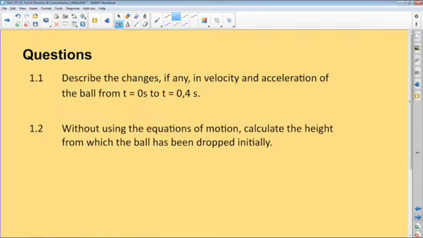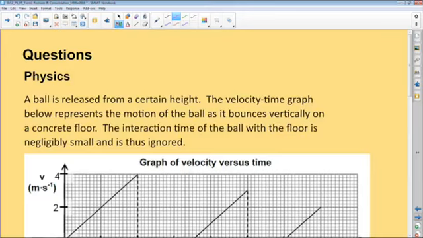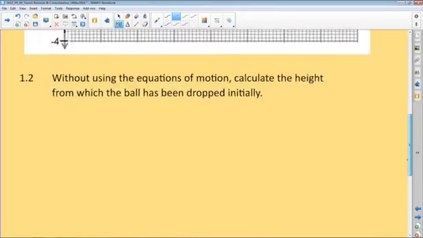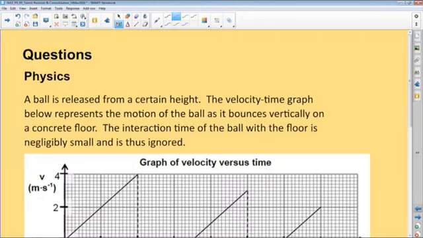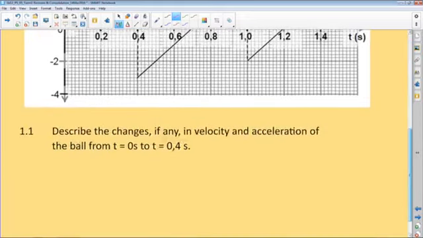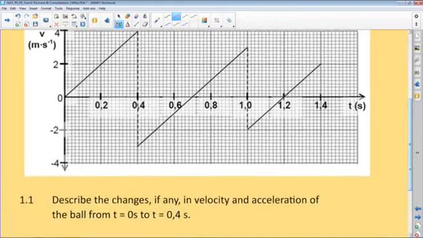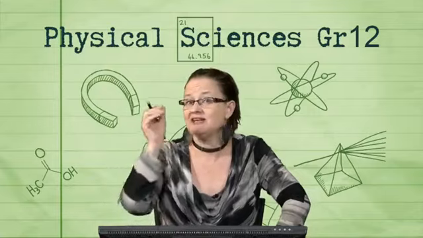It says to me, describe the changes, if any, in velocity and acceleration of the ball from t equals 0 to t equals 4 seconds, okay? I've got space over here to explain it. What happens here? From 0 to 0.4 seconds. Number one, it's in free fall. So acceleration is not going to change, and it's accelerating due to gravity, so it's going to be 9.8 meters per second squared, down.